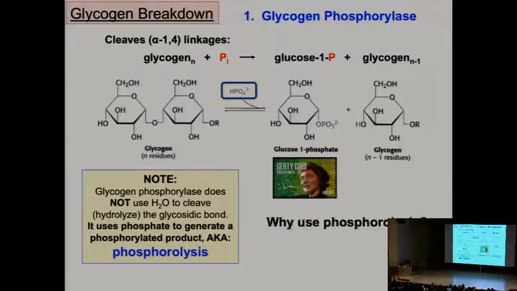And yeah, why phosphorolysis? Why doesn't this enzyme just use hydrolysis like the rest of all the enzymes? You guys have any ideas?